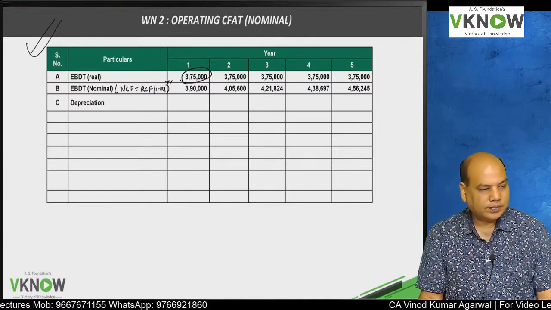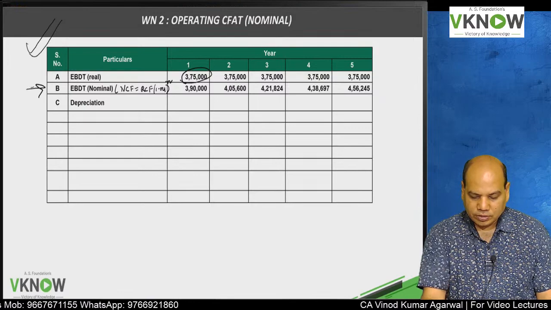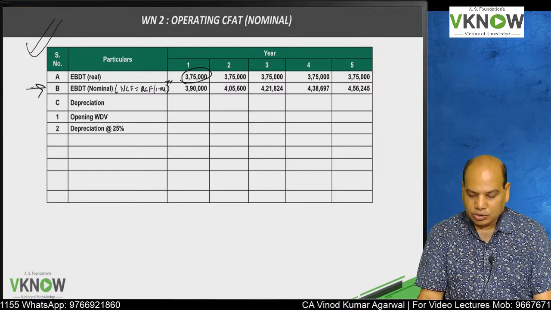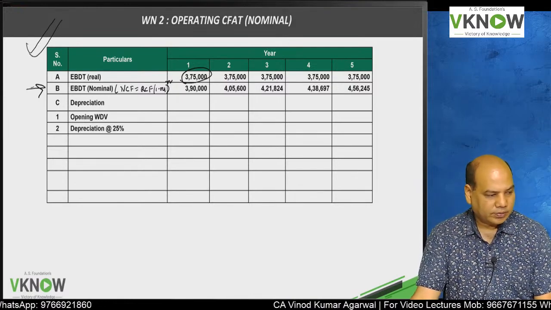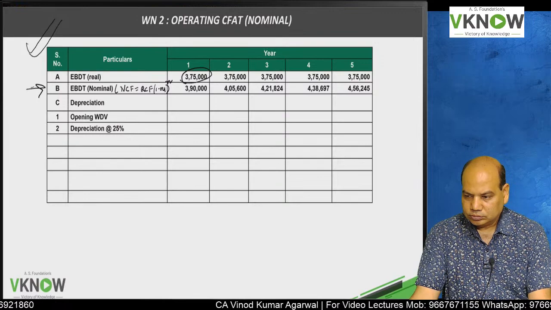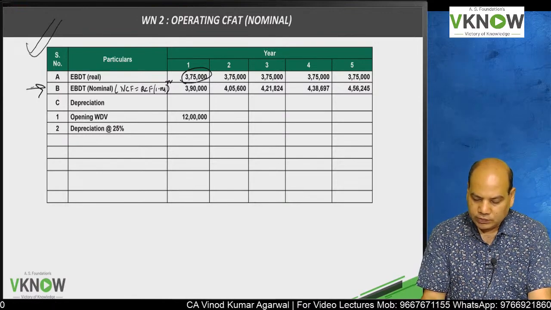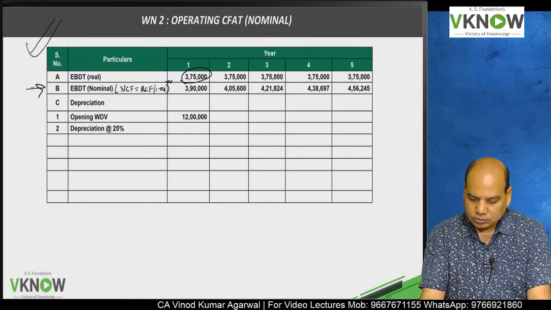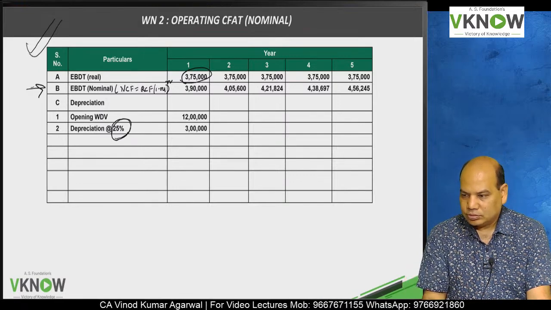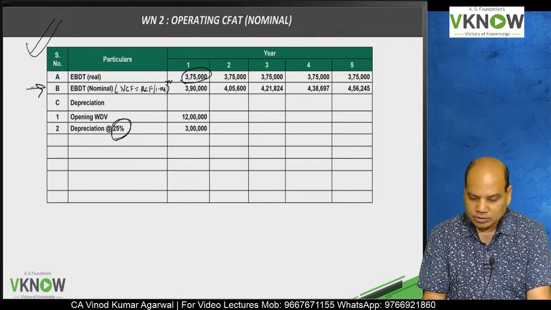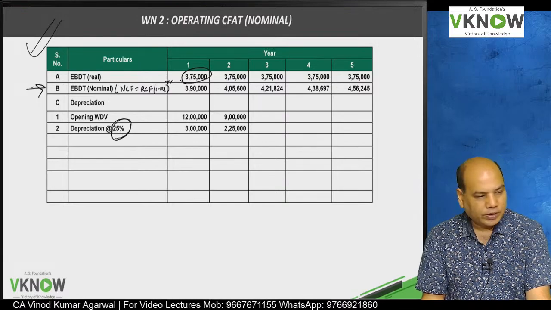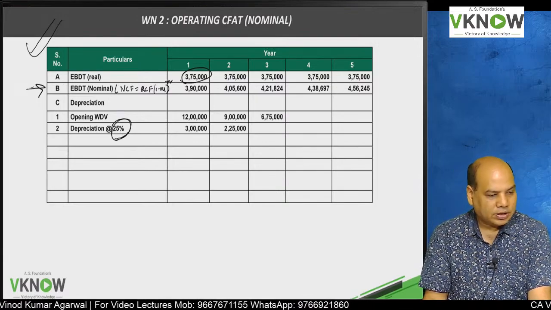Now write down depreciation. This is before depreciation. Depreciation point number C, opening WDV, and below that point 2, depreciation at 25%. Opening WDV, write 12 lakh. Depreciation rate is 25%, divide by 4, you get 3 lakh. Next year opening balance 9 lakh, divide by 4, 2,25,000. Next year opening balance 6,75,000.